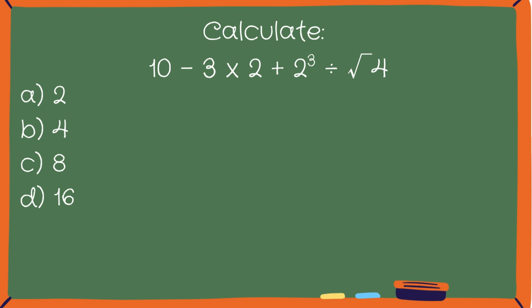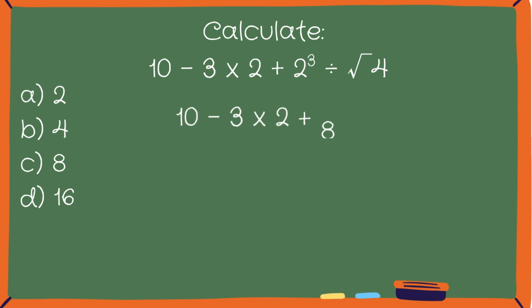The first thing I need to do is identify where I'm going to start. Look, here I have minus, multiplication, plus, and division. I know that in the order of operations, I should start with multiplication and division. But there's an important detail. Within this combined operation, I have 2 cubed, which isn't solved, and I also have the square root of 4, which isn't solved. So the initial step is to solve these operations, which are indicated. I'm going to rewrite it so you can visualize it better. Minus 3 multiplied by 2 plus 2 cubed will be 2 multiplied by 2 times 2, which equals 8.